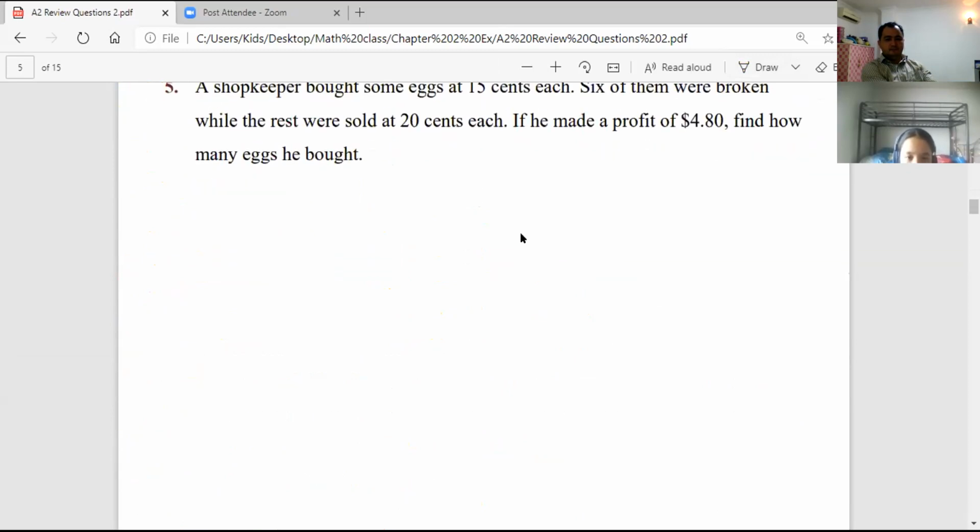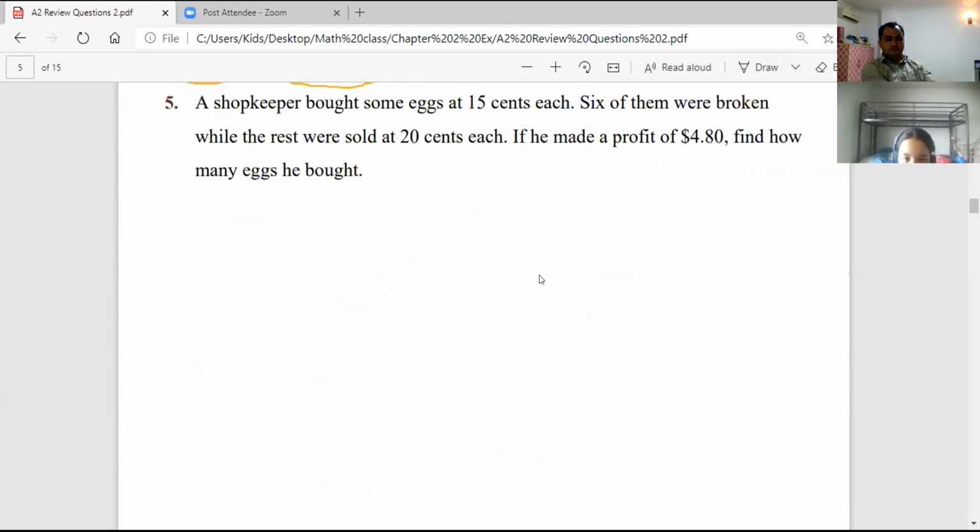A shopkeeper bought some eggs at 15 cents each. 6 of them were broken, while the rest were sold at 20 cents each. If he made a profit of $4.80, find how many eggs he bought.